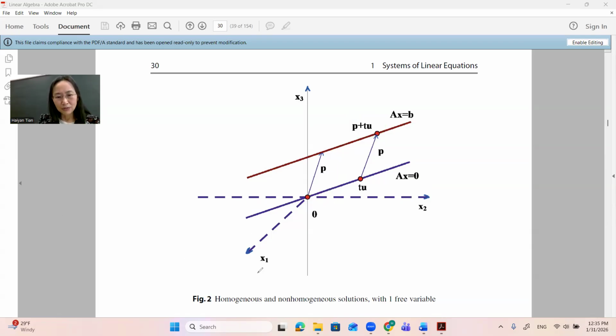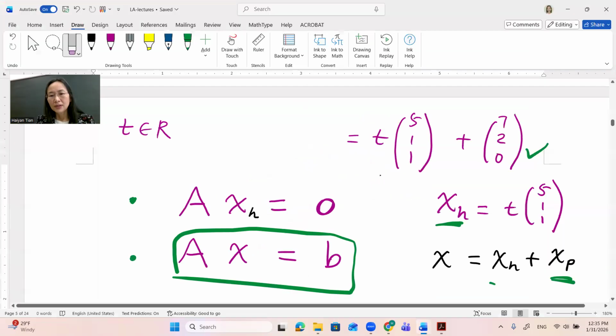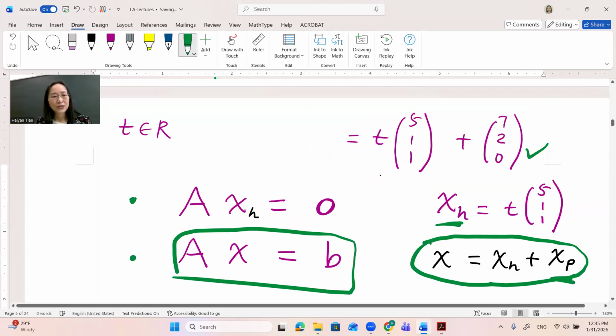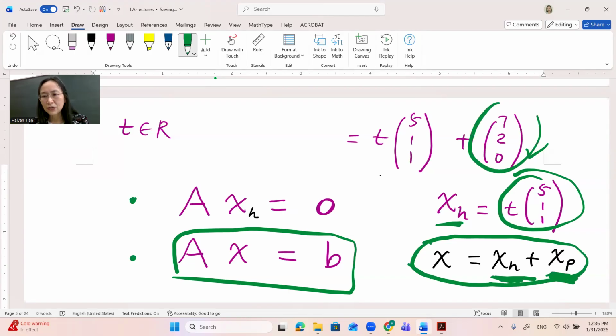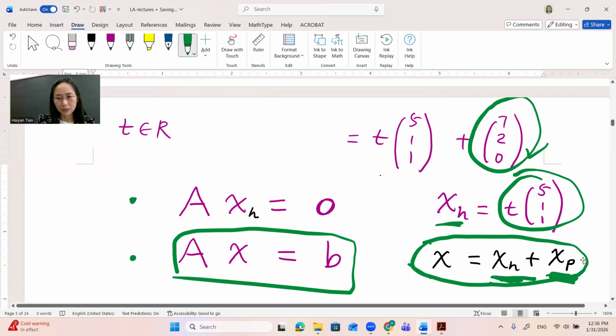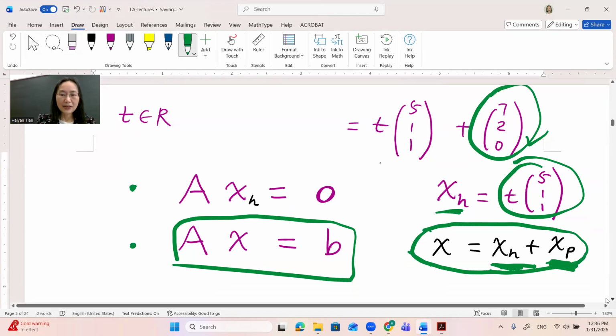Okay, so these are the two lines to show the relationship between the two systems. I hope that gives a visual explanation. So you saw that xh is a line passing through the origin. And then the general solution set for non-homogeneous is a line shifted by the particular solution p. Okay, this is an example with one free variable for both homogeneous and non-homogeneous.